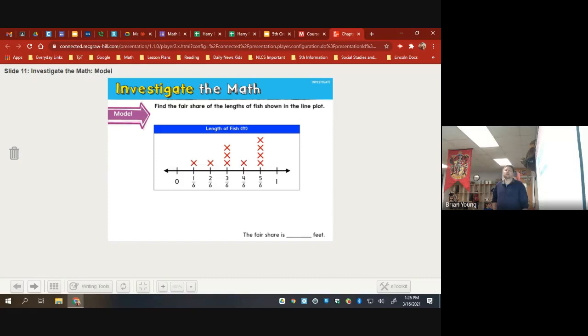So let's look at this one right here. This is what they call find the fair share of the lengths of fish. I'll talk about what the fair share means in a second. But this is lengths of fish. Let's say you get a little bit older, and you're working in a pet shop, and they want you to measure the fish. You go measure these fish, and this is the chart that you're making.